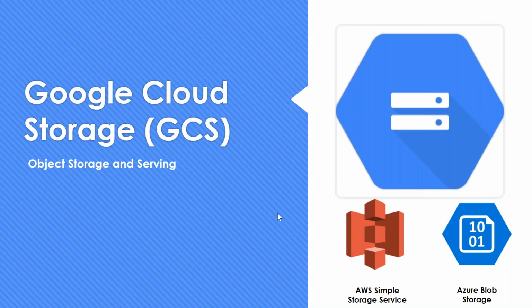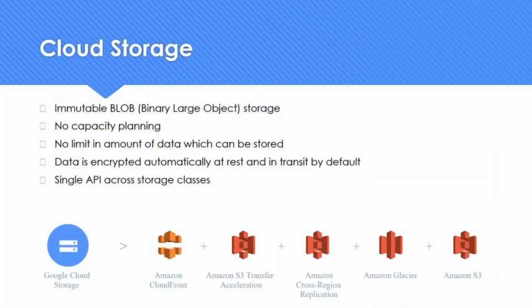But the uniqueness with Google Cloud Storage is, I'm not comparing it with other clouds, but within GCP itself, persistent disk versus Google Cloud Storage: with persistent disk, when you start itself, you should mention the size. But when it comes to Google Cloud Storage, you don't need to mention anything. So it's a no capacity planning service. Basically, it's an immutable binary large object storage, where you don't need to plan for any capacity, but it is the objects which you upload.